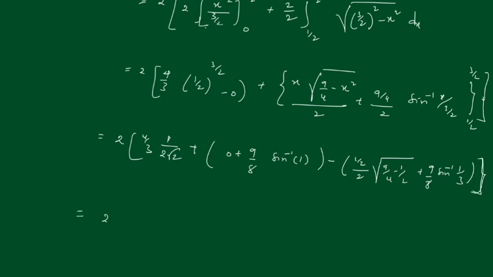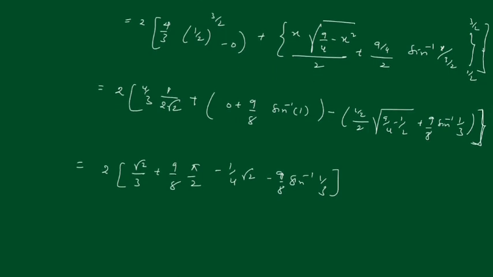So which is equal to 2, as 2 ones are 2, that is root 2 by 3 plus 9 by 8 sin inverse 1 is 5 by 2 minus of 1 by 4 root 2 minus 9 by 8 sin inverse 1 by 3, right? So again, we can write, just multiply 2 inside: 2 root 2 by 3 plus 9 by 8 by minus 1 by 2 root 2 minus 9 by 4 sin inverse 1 by 3.